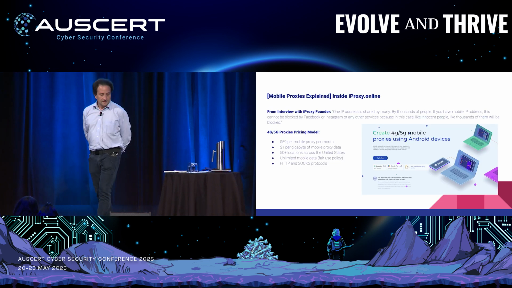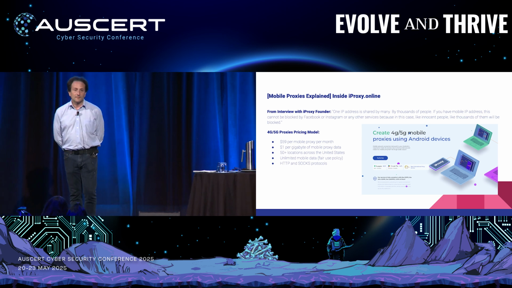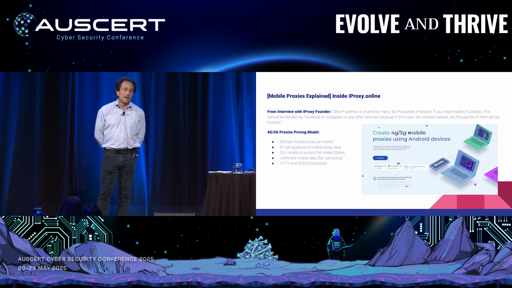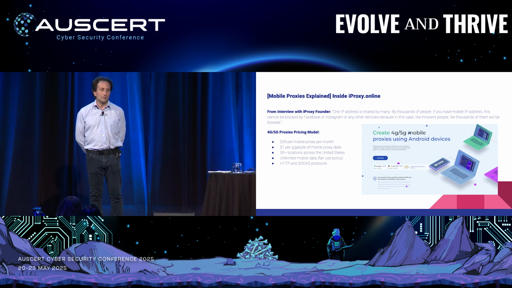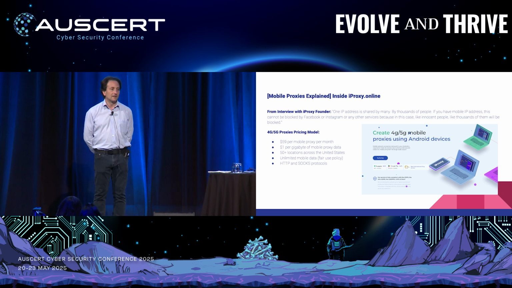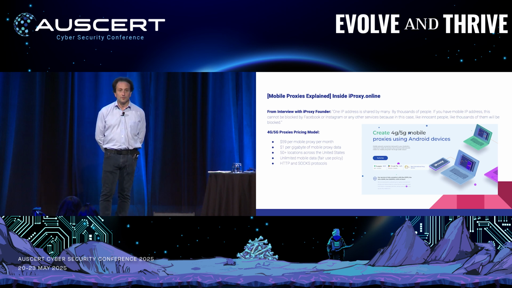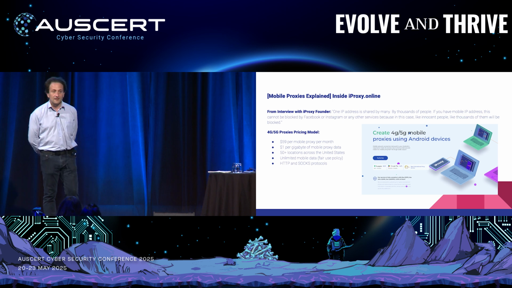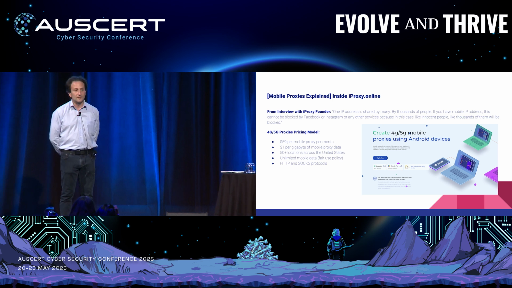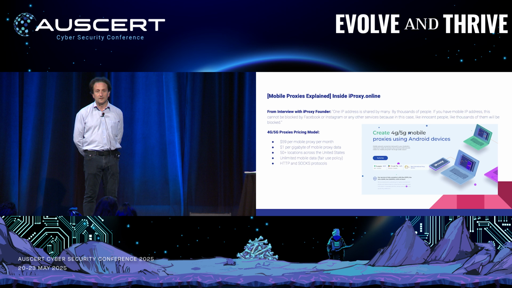Another one is iProxy Online. They provide an Android app allowing anyone to form their own residential proxy network. Watching an interview on YouTube with the founder, he is saying Facebook, Google, they can do nothing about it. They can't block any residential IPs, and so you can leverage this fact to do what you like.